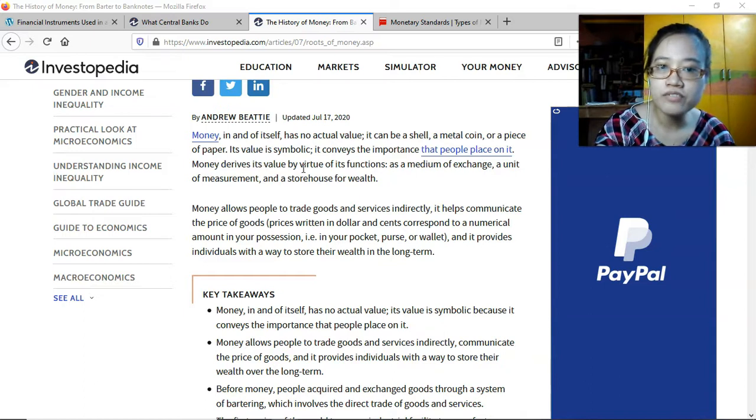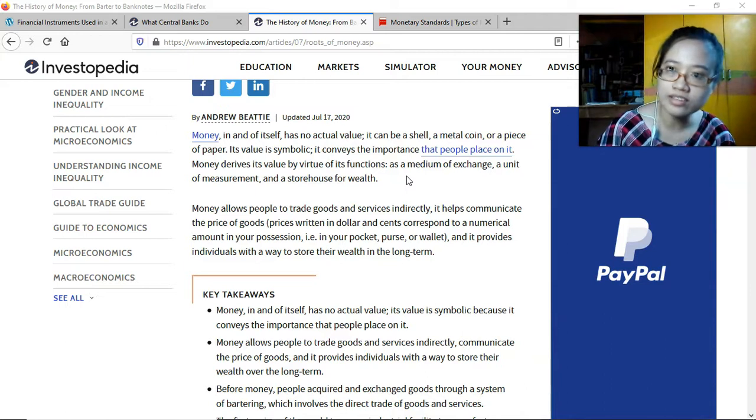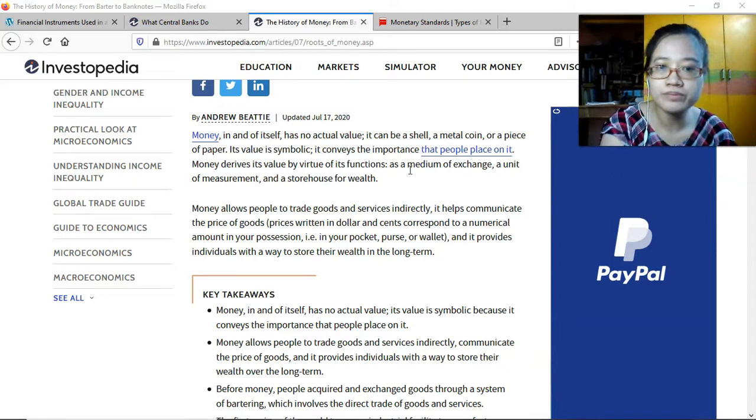Money derives its value by virtue of its functions. The functions of money: you have the medium of exchange. It allows the exchange of goods and services between people. A unit of measurement, because you can tell the value of a certain thing by how much money you're going to exchange for it. And then you have the storehouse of wealth. If you can save up money, then you can say that that's how much wealth you have, right?